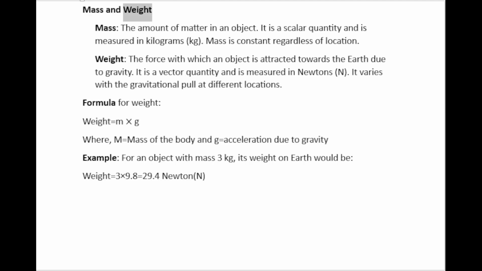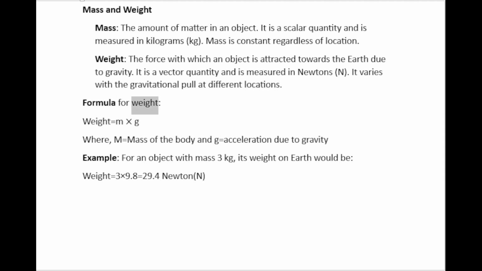Mass and weight. Mass, the amount of matter in an object. It is a scalar quantity and is measured in kilograms, kg. Mass is constant regardless of location. Weight, the force with which an object is attracted towards the Earth due to gravity. It is a vector quantity and is measured in newtons, N. It varies with the gravitational pull at different locations.